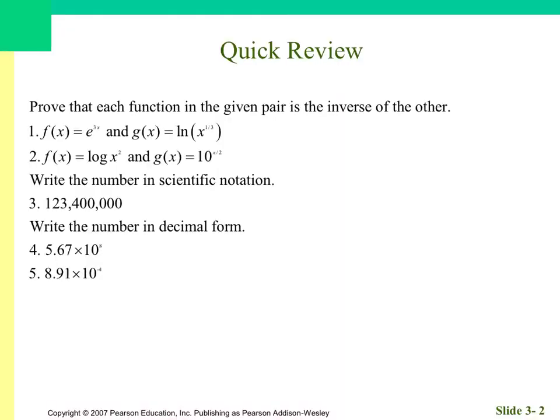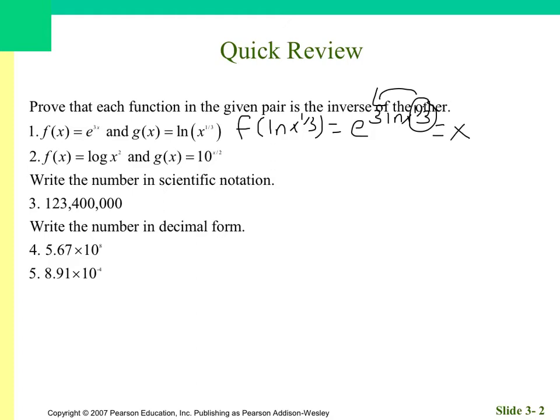Quick review. Prove that each function in the given pair is inverses of each other. Okay? So remember what that means is f of g of x equals x. So if I plug that in, I get e to the natural log of x to the 1/3. Then remember we can bring that down. So that's 1, and e to the natural log of x is x.